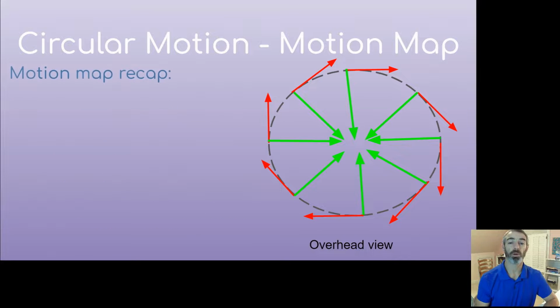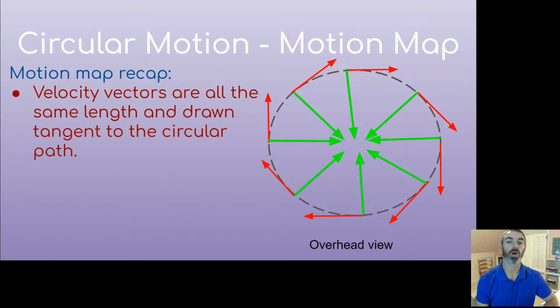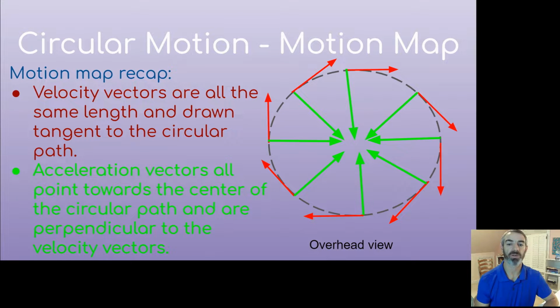So let's go ahead and recap our motion map. First off, the velocity vectors are all drawn the same length with the uniform speed, and they're drawn tangent to the circular path. We also know that the acceleration vectors all point towards the center of the circular path and are perpendicular to the velocity vectors. So those are the important points that you need to know for drawing a motion map. And the good news is the motion maps are always the same for uniform circular motion. It might just be a portion of that circle if a car is going over a hill or down a hill. It would just be the top portion or the bottom portion of that.